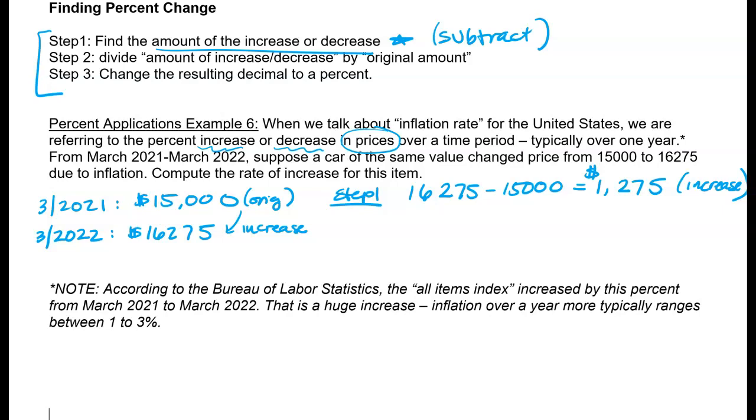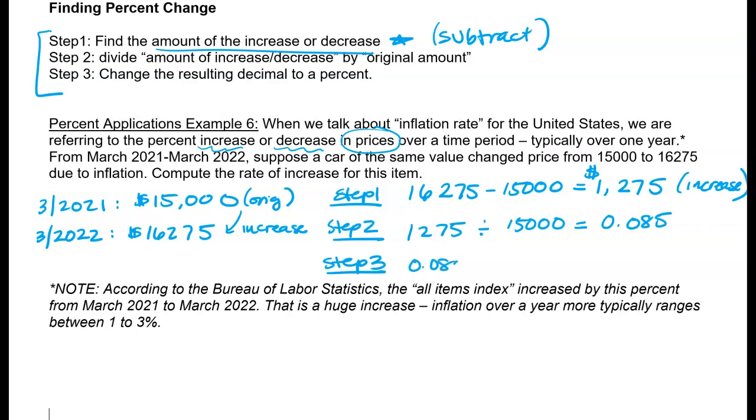And so now that we found the increase, in step 2, we're going to divide that increase, 1,275, by the original amount, which is $15,000. And so when we divide those, we get 0.085. And then our step 3 is just to convert that to a percentage. So you can take 0.085 and multiply it by 100, which basically just moves that decimal 2 spots to the right, and you end up with 8.5%.